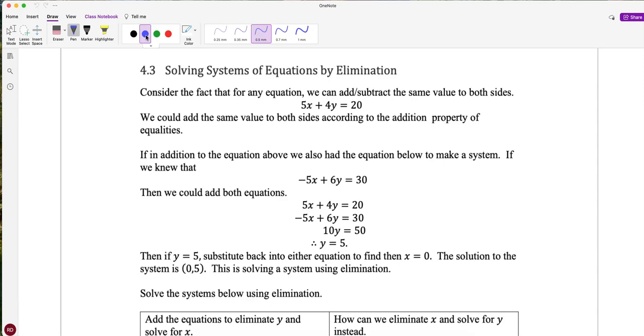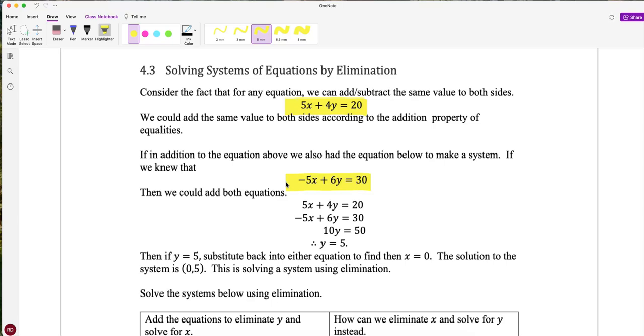Now, when I have an equation here, I'm assuming that this equation is true. If I add another equation to it, that's my system of equations. I'm assuming that both sides of that equation are equal to each other. So what I can do is combine both of these equations. So you're adding the same thing to both sides.